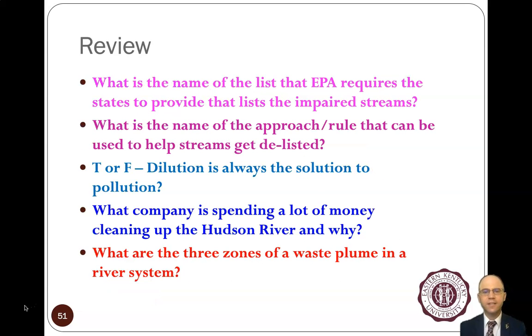All right, what is the name of the list that the EPA requires that states provide to list the impaired streams? So the U.S. EPA, carrying out their charge as given to them from the Clean Water Act, says that states have to list the streams, rivers, lakes that are not meeting their designated uses. Those impaired streams end up on the 303D list. So the 303D list refers to the Clean Water Act, and it's a part of the Clean Water Act, so that's the list.